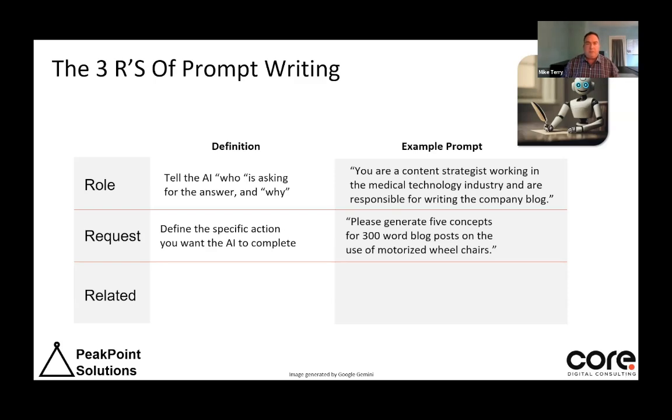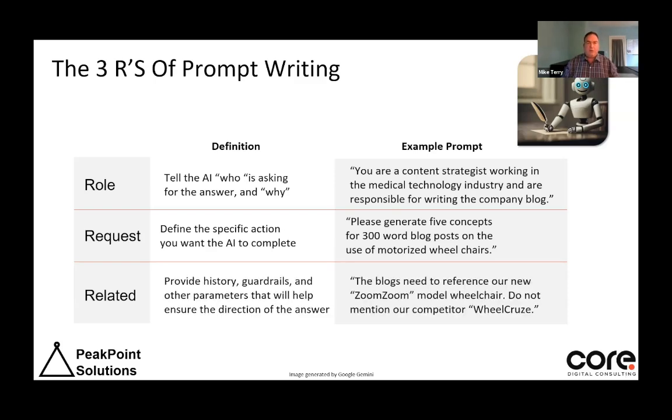And then the third R is how are they related? So, what guardrails do we want to put on this to get as specific as possible? As Doug mentioned earlier, you can put a lot of words in these prompts, but we want to get really finite to how they're used. So we provide a history, put the guardrails and other parameters that you want to have help answer this. So in this specific context of medical technology, we would say the blog needs to reference our new Zoom model wheelchair. Do not mention our competitor wheel crews. So again, you're not wanting to highlight anything in your competitors.